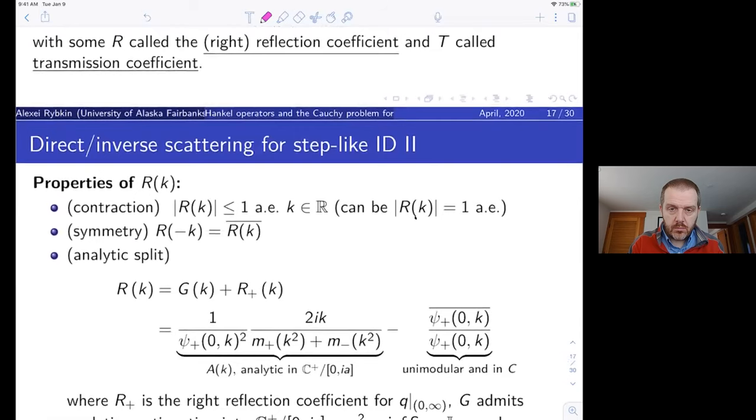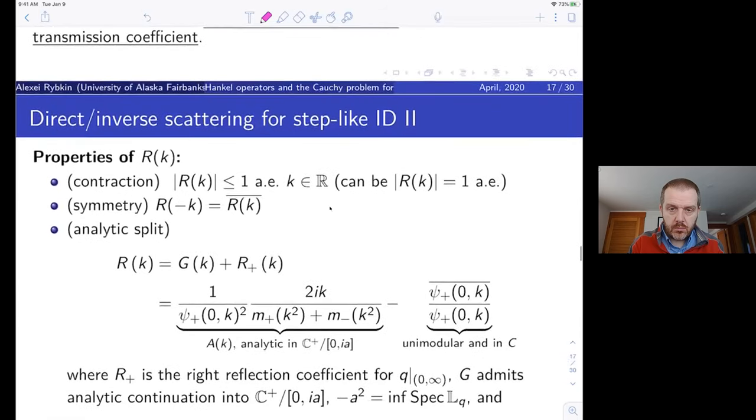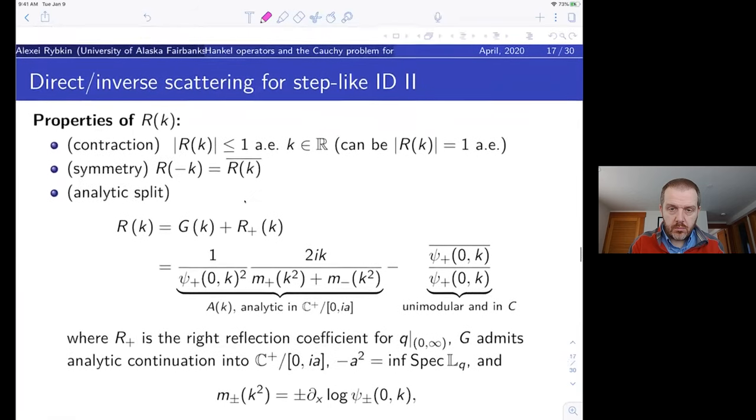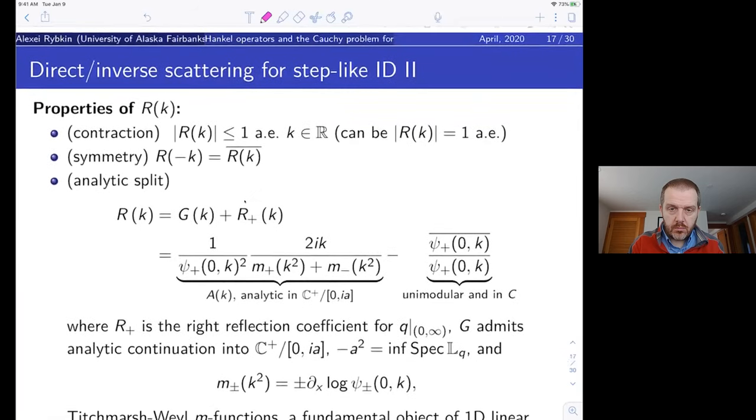So symmetry is a normal property of the reflection coefficient, which provides self-adjointness of our Hankel operator. That's why it's important. But what is most important is what I call the analytic split. There are a few different ways to split the reflection coefficient into an analytic function plus something. I know more than two ways, and they all play important roles in answering different questions.